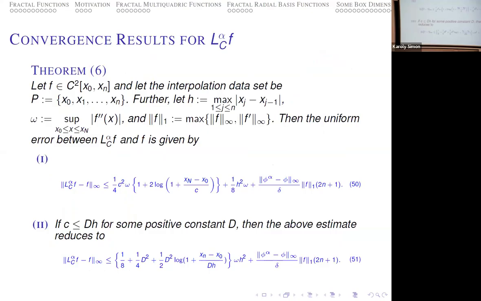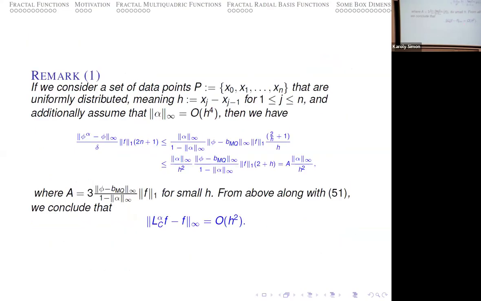Here you give this convergence result. If you take this quasi-interpolant LC alpha f minus f, it goes to 0 as the partition goes to 0. Here we have given some estimate. Under certain assumptions, you can get order h squared convergence. Similarly, in particular, if the scaling factor is of order h to the power 4, one can get the error estimate of the order h squared.